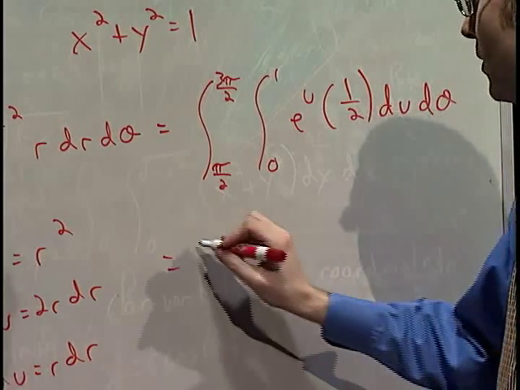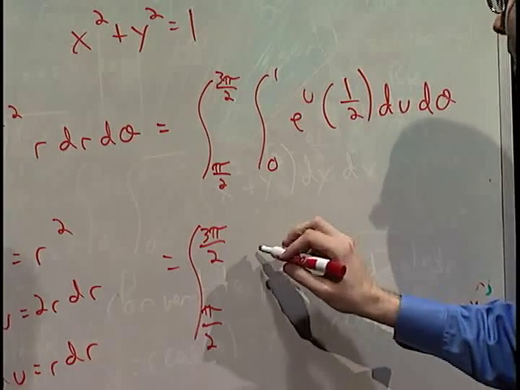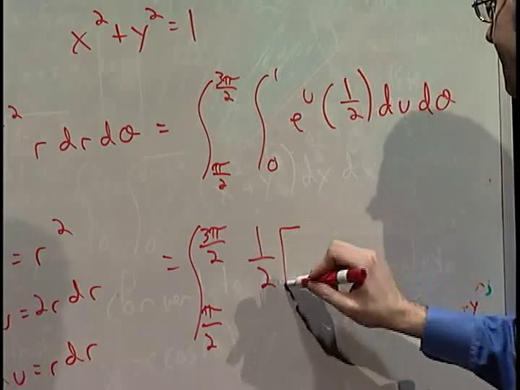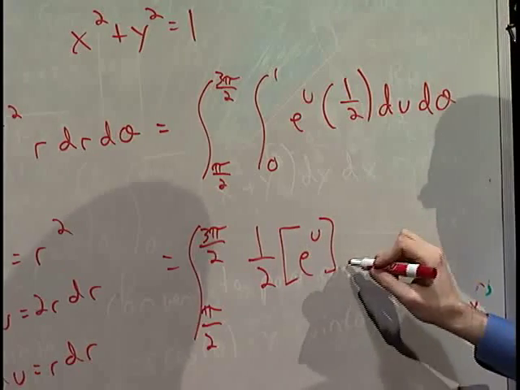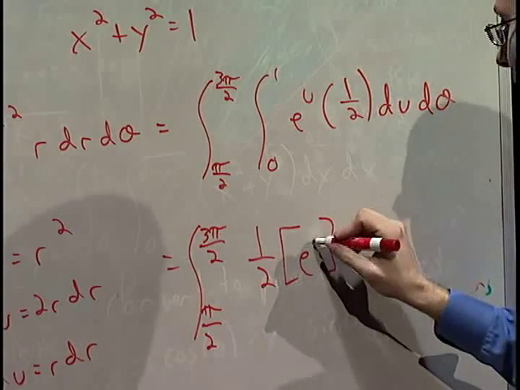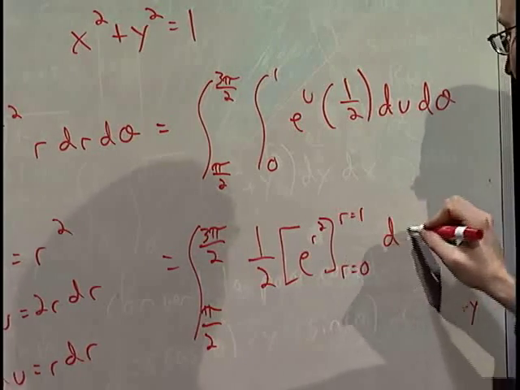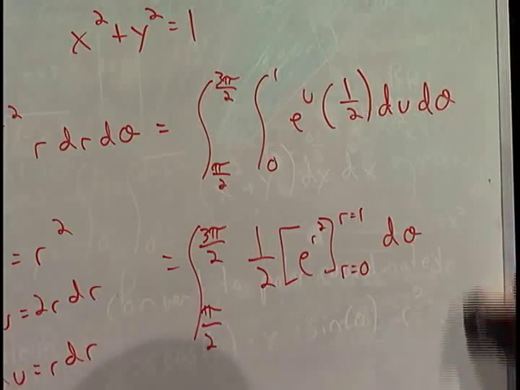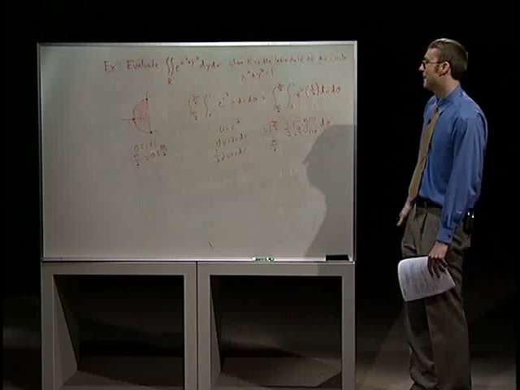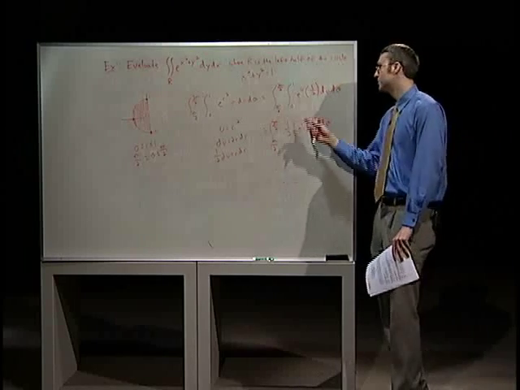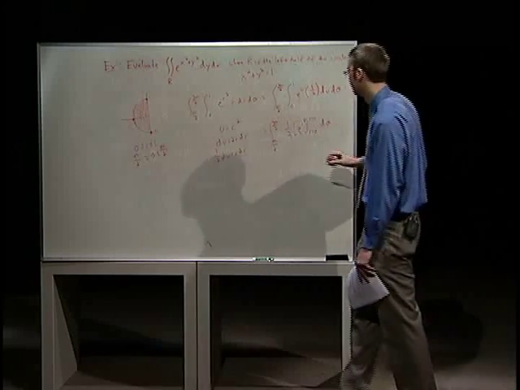Let's keep going down the board here like this. So the integral from pi over 2 to 3 pi over 2 of 1/2, and then e to the u from, I guess I can make it back to r squared now. So e to the r squared, r equals 0 to r equals 1, d theta. Okay. So I just sub back in. And notice, too, my limits of integration are not changing here with the substitution because these are just 0 and 1, and they stay the same when we're just squaring r. So that sort of works out nicely.